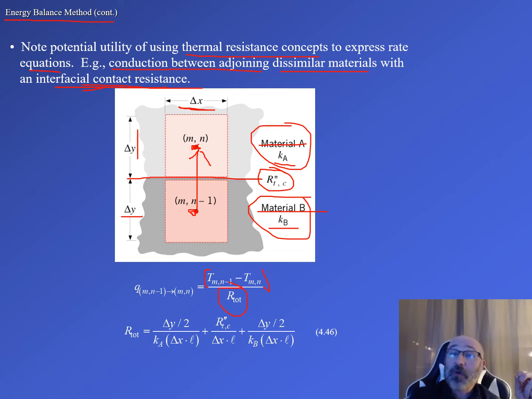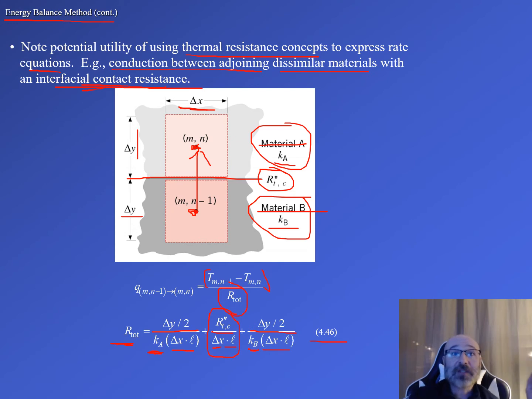Well, this can come from equation 4.46 in our textbook, where our total resistance for this problem is going to be our delta Y over 2 divided by, and this is material A, our K sub A times our delta X times our L. And then we have our thermal contact resistance, R sub Tc, divided by our area again, our delta X L. And the last thing, for our material B, our delta Y over 2 divided by our K sub B times our delta X times L.